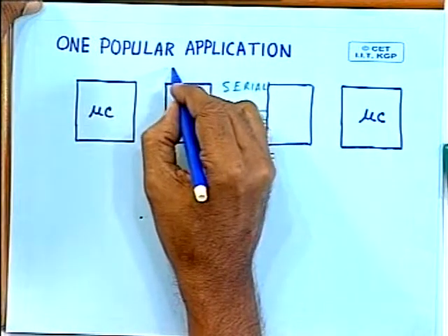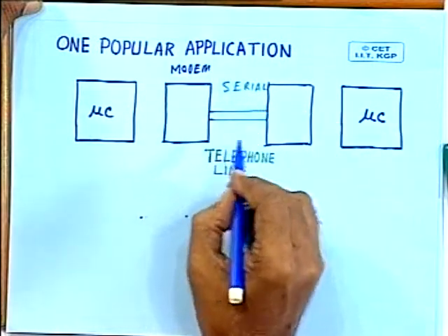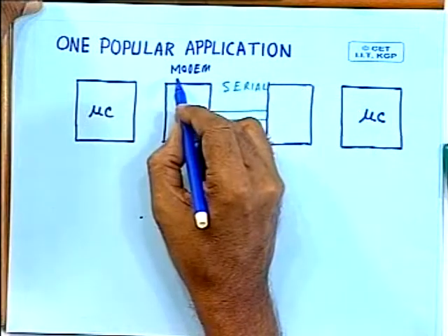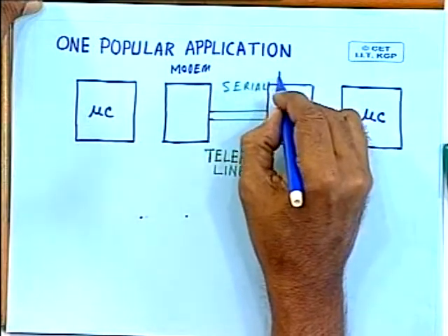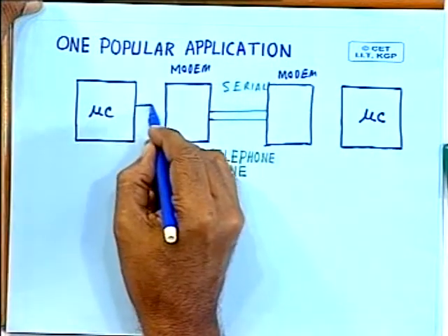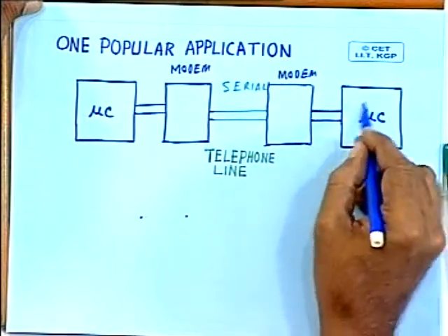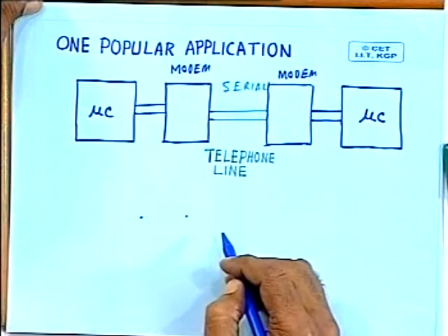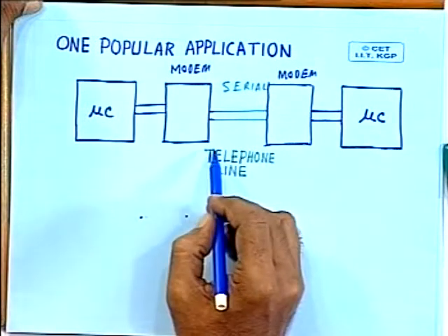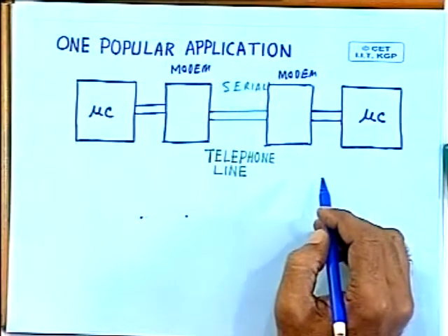So the modem performs modulation and demodulation, which converts the digital data into analog form, and analog to digital form. Here also you will use another modem, and this side will be connected to the microcomputer. So here you have one microcomputer, another computer is here, and these two are linked with the help of two modems, and the communication is done through the telephone line.